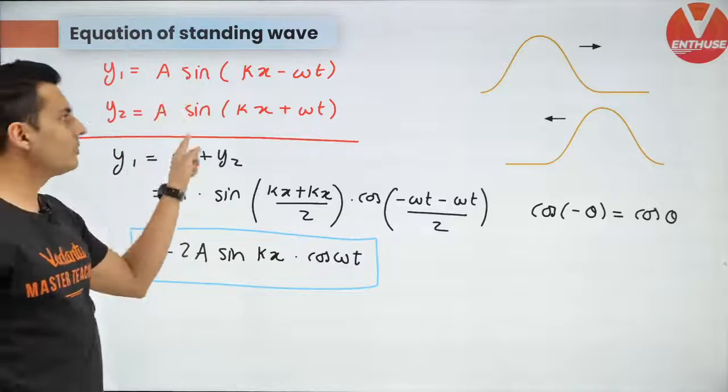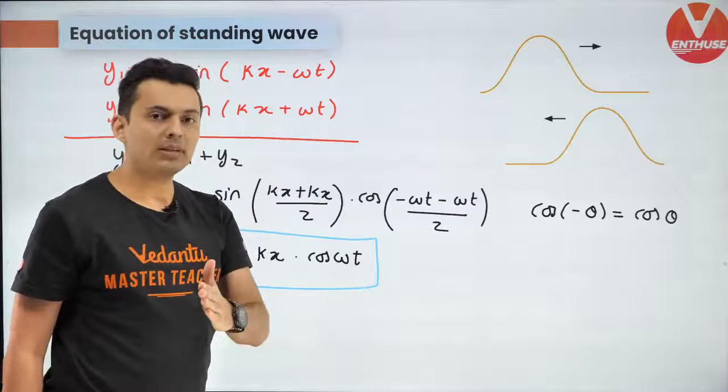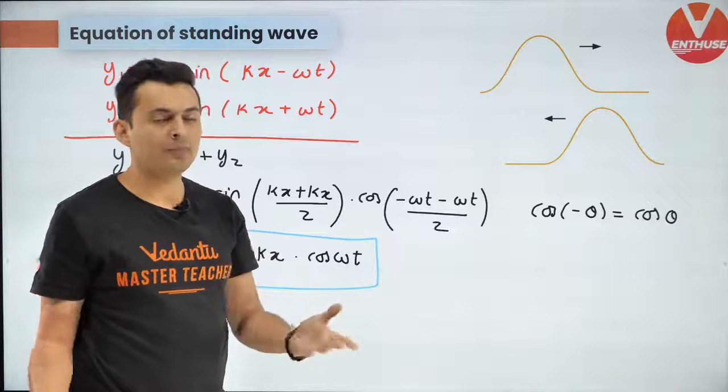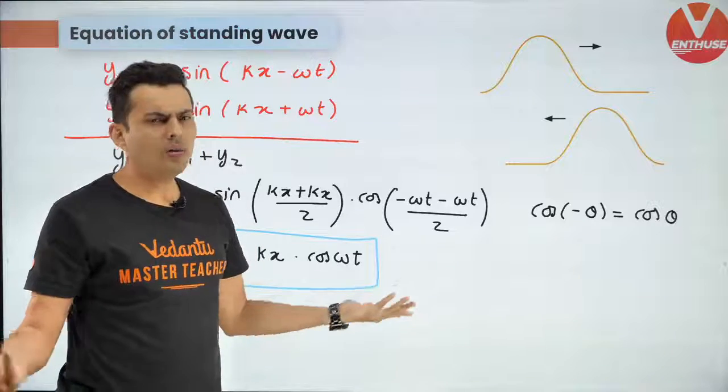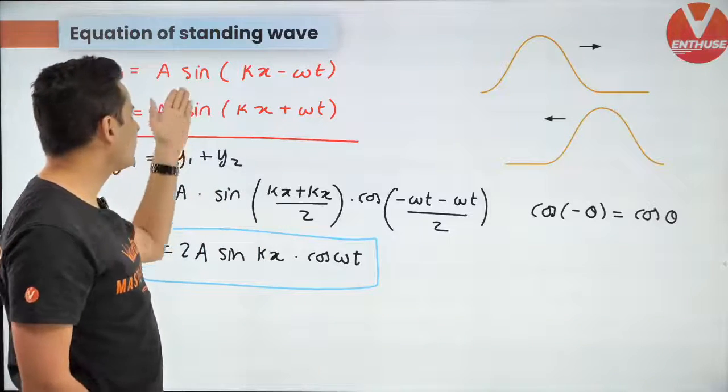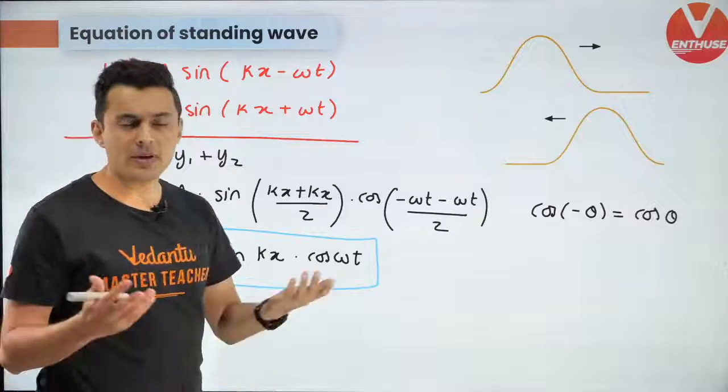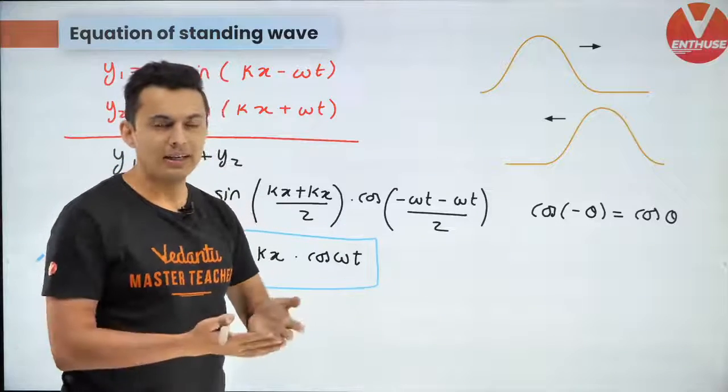If I assume them to be sine waves, do I have to assume them to be sine waves? No. What if it is something else? Don't worry, just add them. If it was cos and cos, then you know the cos C plus cos D formula. Use that, you'll get the answer.